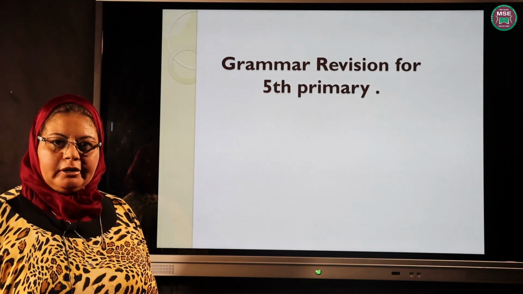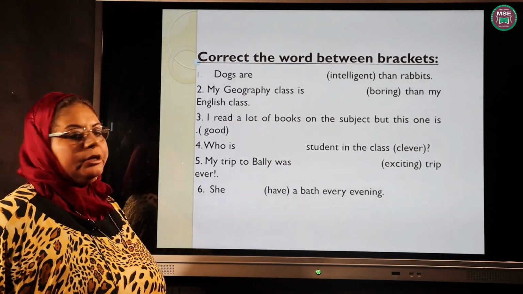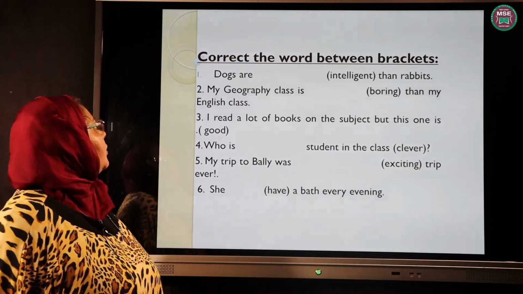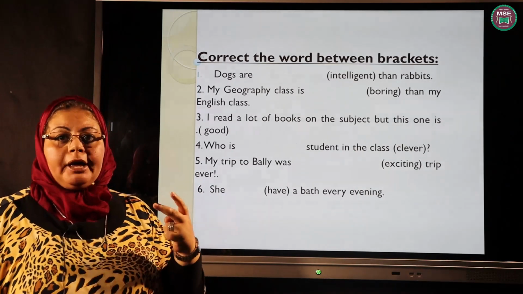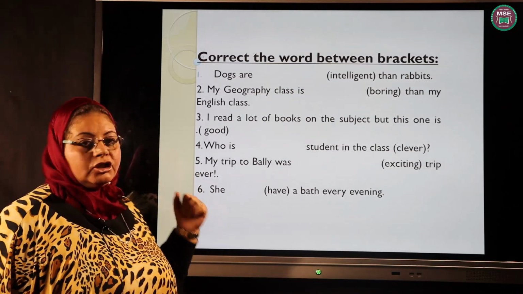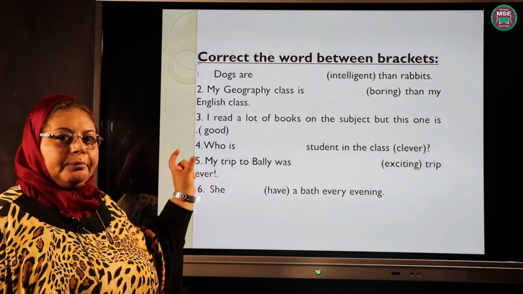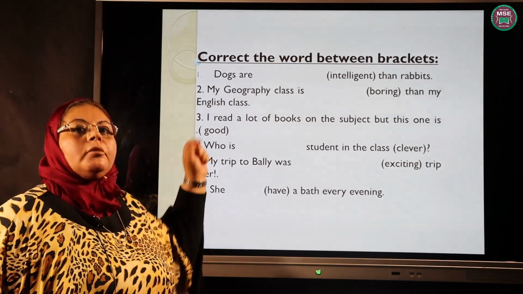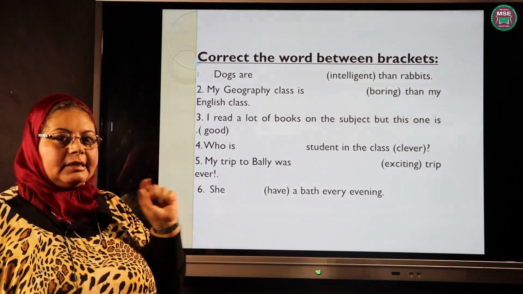Let's revise some grammar from last year's. Let's begin. Correct the word between brackets. Do you remember that we said last year when we compare two things, I use the comparative form. When we compare one to many things, I use the superlative form. And we have long adjectives and short adjectives. When I use a long adjective, I add more plus the adjective plus than. When I use a short adjective in the comparative form, I use the adjective plus er plus than.